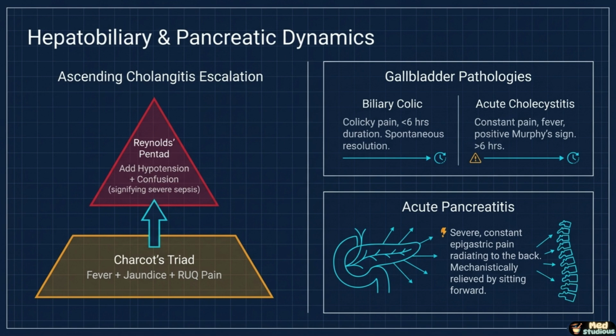decompression, not just antibiotics. Acute pancreatitis sits alongside this ladder with its own signature: severe, constant epigastric pain radiating straight through to the back, classically relieved by sitting forward, a posture that reduces tension on the inflamed retroperitoneal gland.